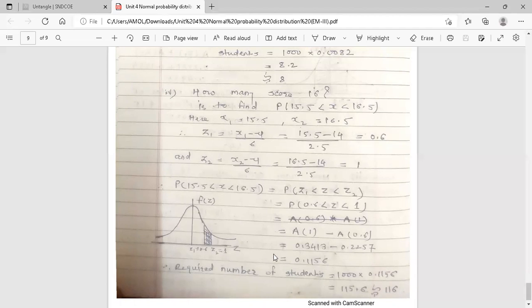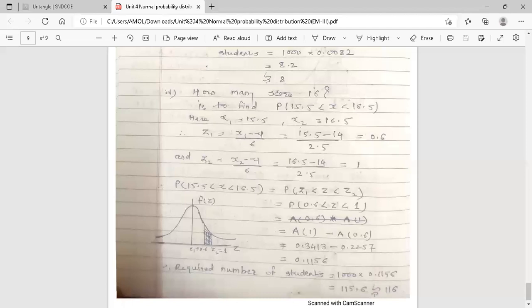Now we want the required number of students who score exactly 16 out of 1000. So you multiply the probability by 1000 and we have the answer 115.6, which means approximately 116. So 116 students score exactly 16. So this is your answer.